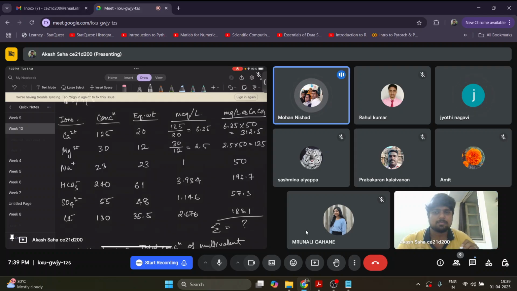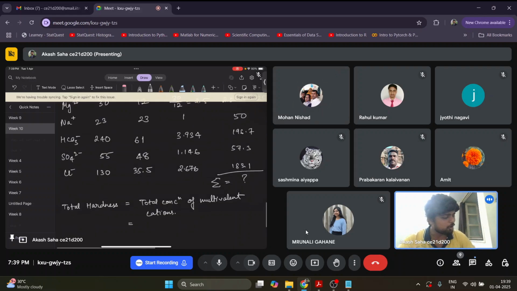Sir, Ca2+ and Mg2+ and sulfate 2-. I am saying only the cations. Oh, sorry, only calcium and magnesium. Yes, only calcium and magnesium. Sodium is a monovalent cation, not multivalent. And sulfate is multivalent, but it is an anion, not a cation. So for total hardness, we will only see the concentration of Ca2+ and Mg2+.